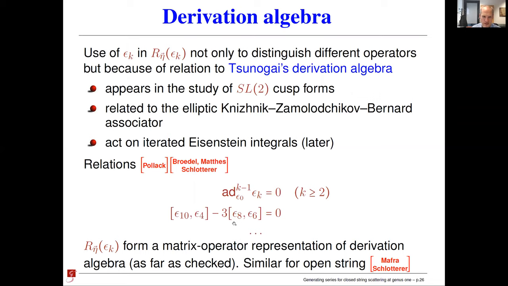And now what is interesting is that these things that come out of our differential equation, and the same was already observed in the open string, these operators satisfy exactly these relations. That's why we use the same labeling epsilon k here, because they appear to be matrix operator representations of this algebra. That's a very powerful tool that we can use and that we will use. I should say that this hasn't been checked for all k and all n in particular. But we checked quite a number of cases, and for all these cases, the relations are satisfied.